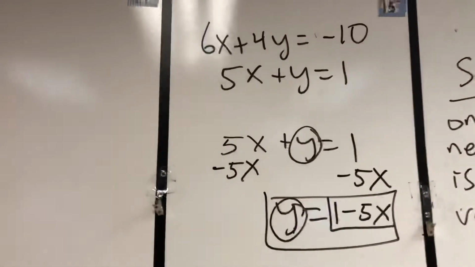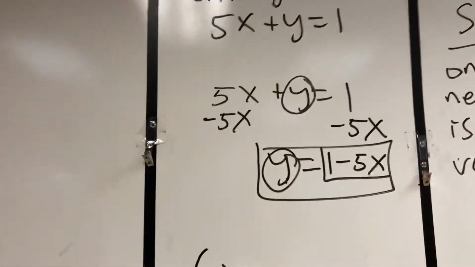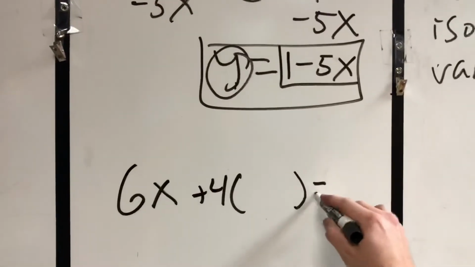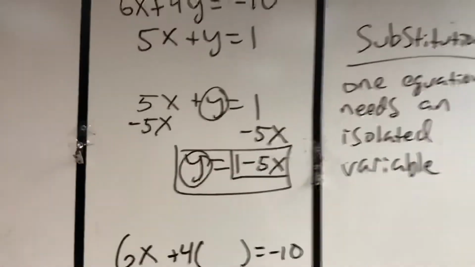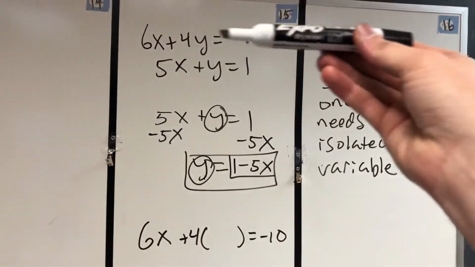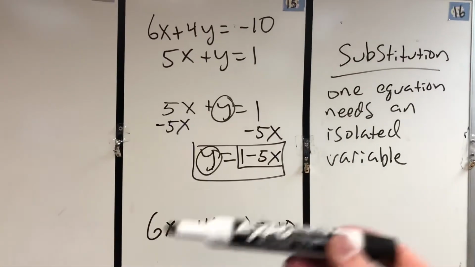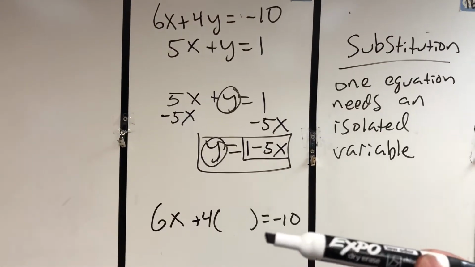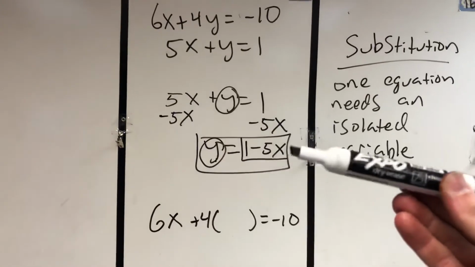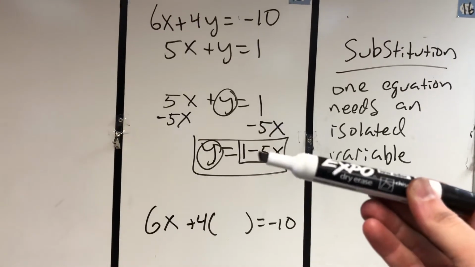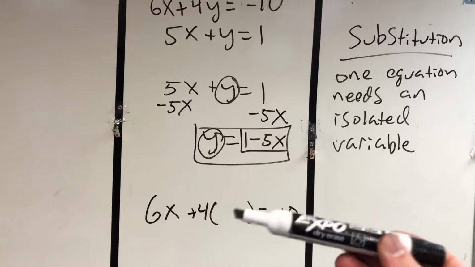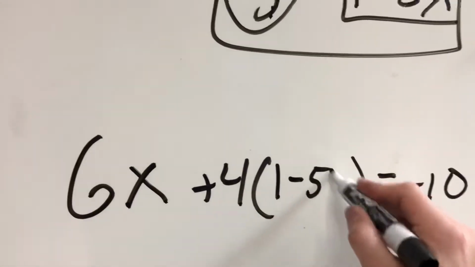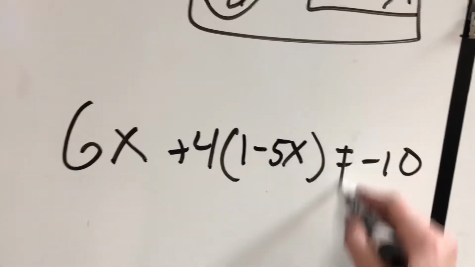So I'm gonna set up 6x plus 4 with big parentheses equals negative 10. All I did was I rewrote that top equation exactly, except for y, I made a huge parentheses there. So now I can take this other equation that I solved, and I know y is equal to the box, and I can plug in that box down here, 1 minus 5x. And now we can solve.